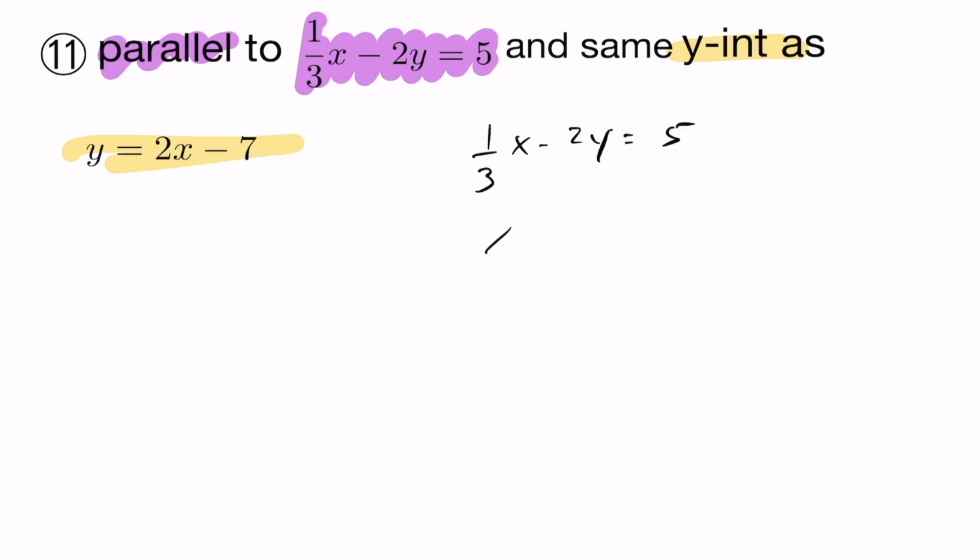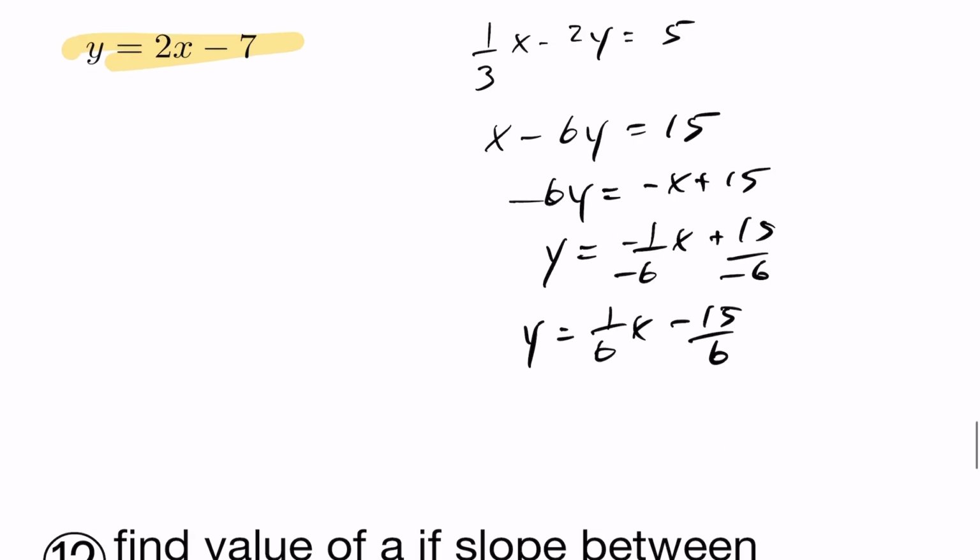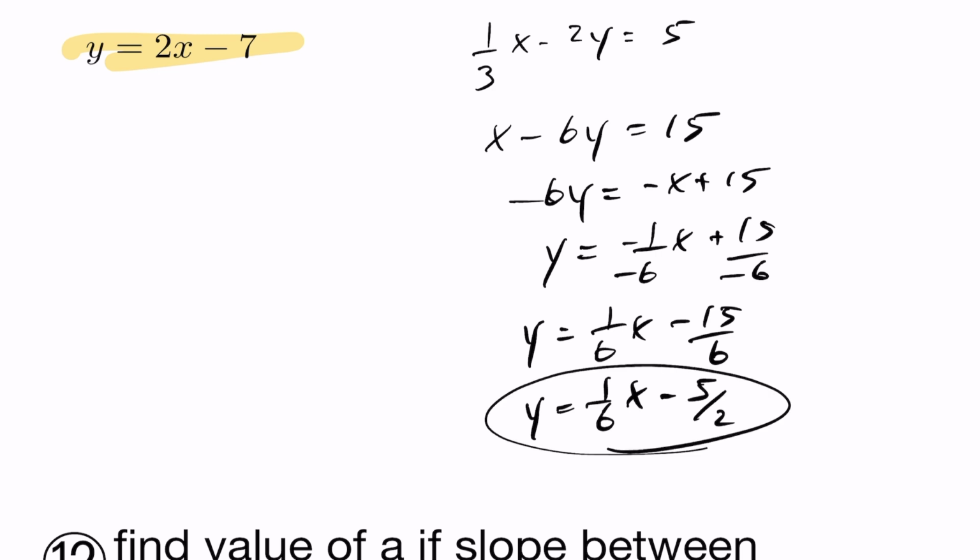So I'm going to multiply across by 3. If you multiply across by 3, we have that. And then I'm going to isolate for y, divide across by negative 6, and you get 1/6, and then push it to the top. I should simplify this as well. Divide top and bottom by 3. Now I'm in slope-intercept form.